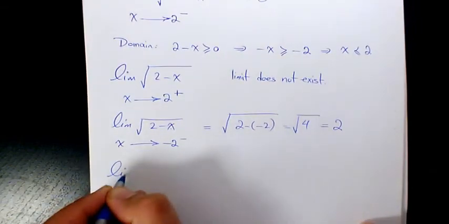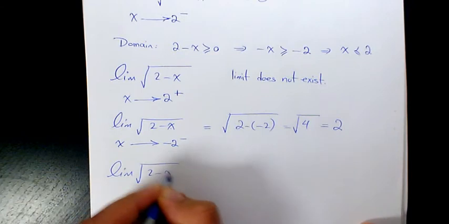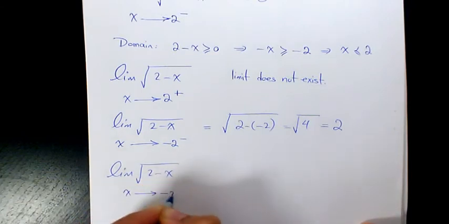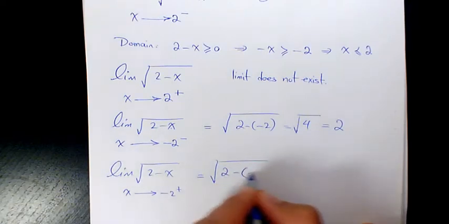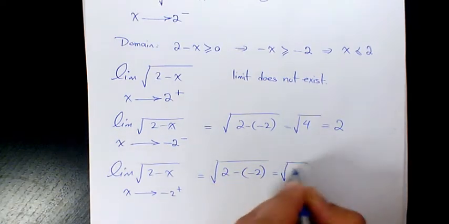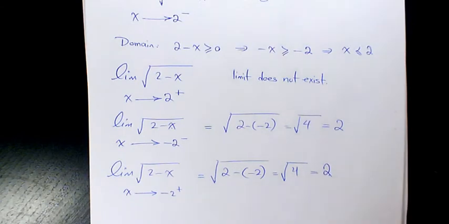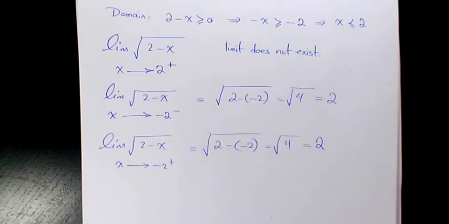And on the other hand, if you want to find the right limit, it is going to be the square root of 2 minus negative 2, which is the square root of 4, and that's equal to 2. Since the right limit and left limit exist and they are equal to each other, we can say that the limit of square root of 2 minus x when x is approaching negative 2 exists and it's equal to 2.